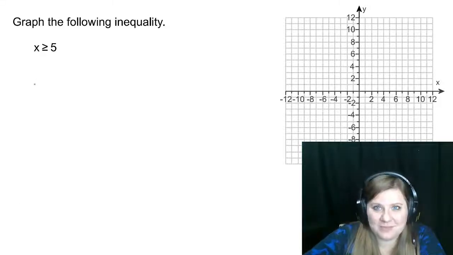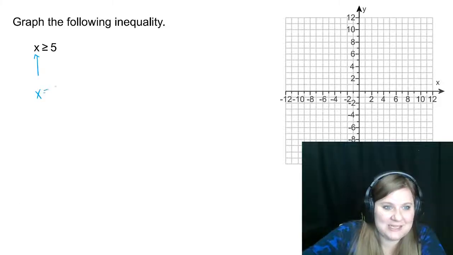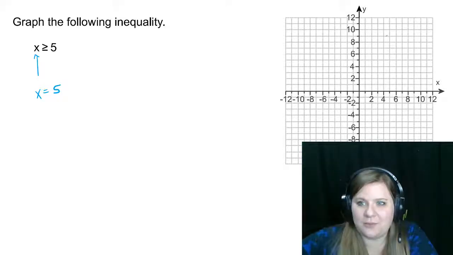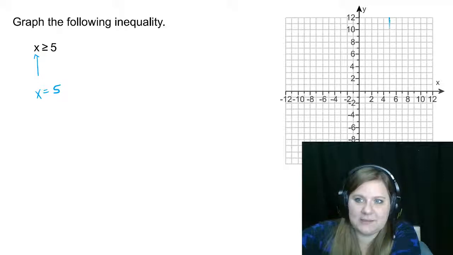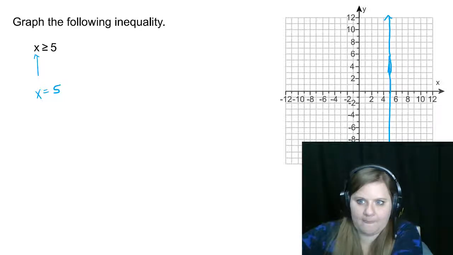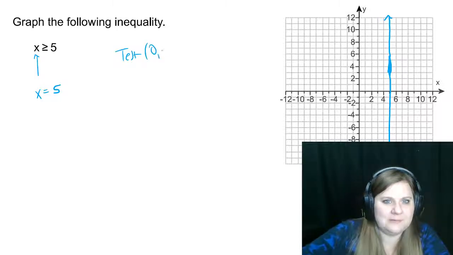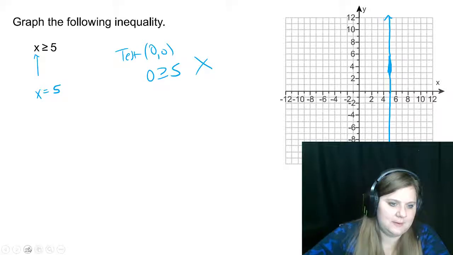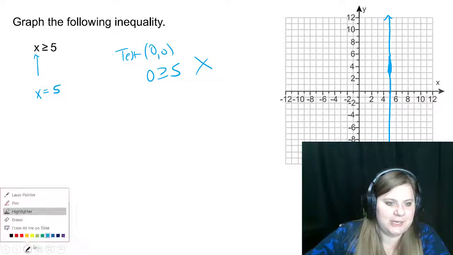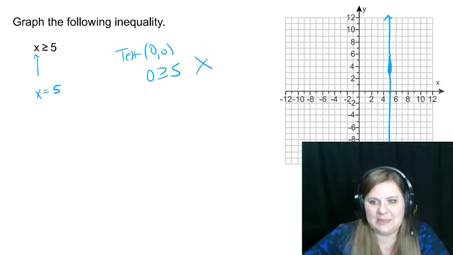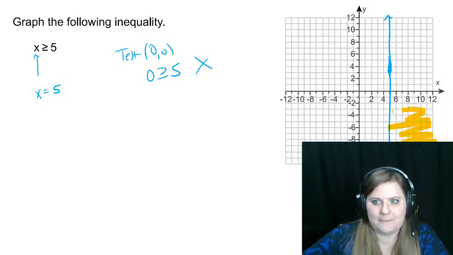So this is a vertical line because it's x equals a number, okay? And it's a vertical line through 5, and it is solid because it was greater than or equal. Yes, I realize that's terrible. I'm going to do a test point of (0, 0), and I get 0 is greater than or equal to 5, which is false. Therefore, I am going to shade on the right side where (0, 0) is not.